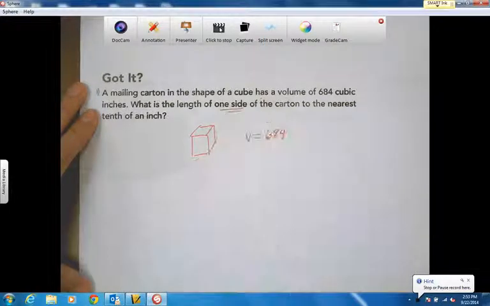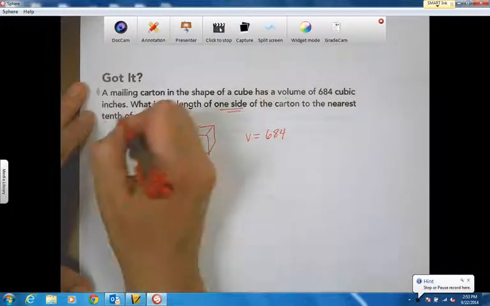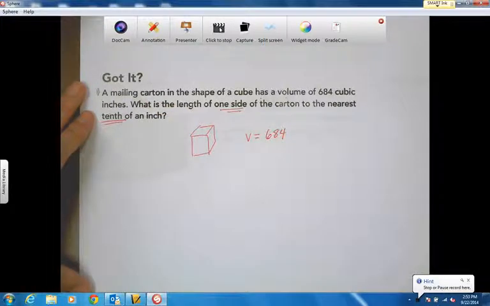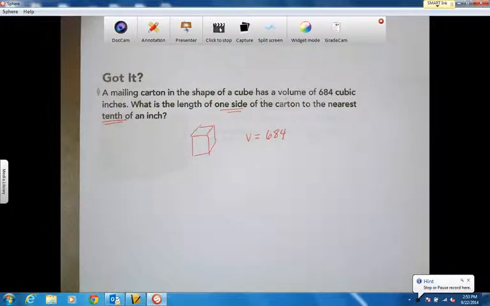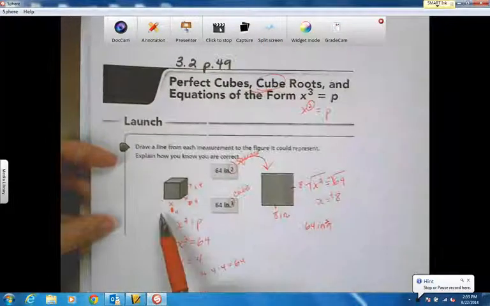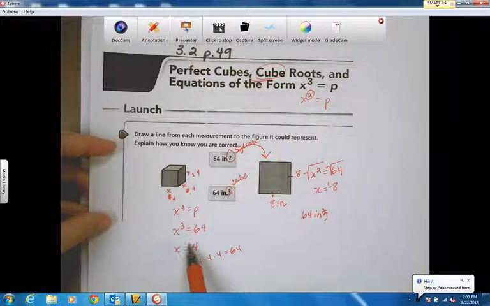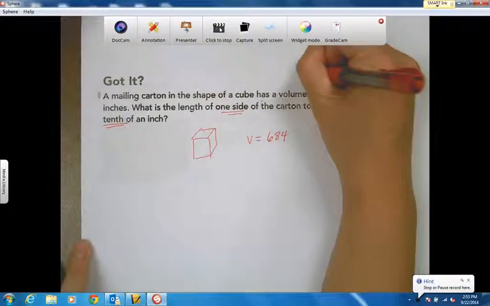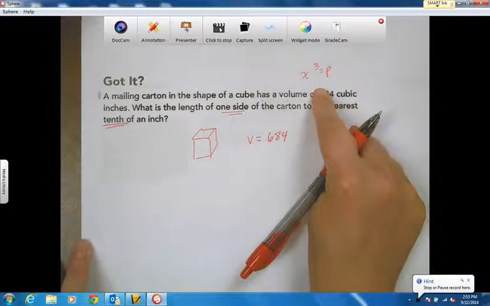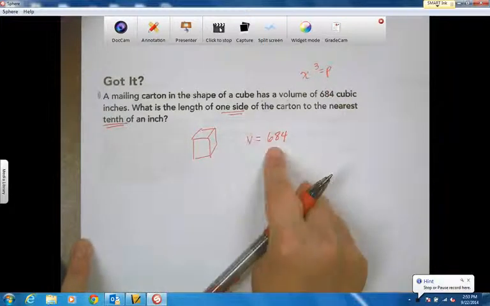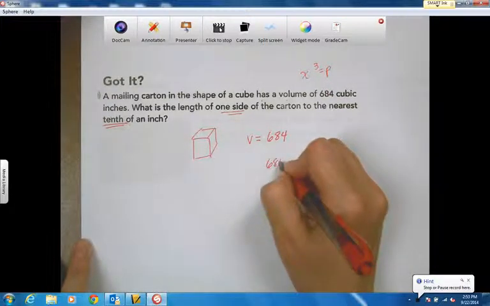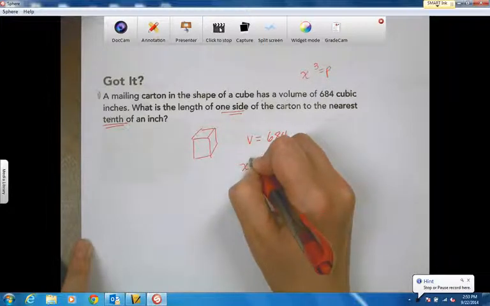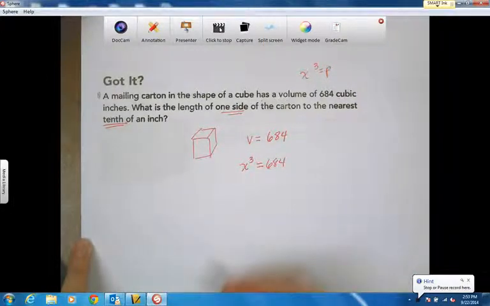That's important that I'm reading that. Okay, that is no different than when we started today on our launch. Here's a cube. We knew the volume. We set up an equation. It's the exact same thing. So we're using this equation that was in our focus question to set this problem up. Okay, so here's the volume. So 684 equals x cubed. And now I'm going to take the cube root of both sides to figure out what each of those sides is.